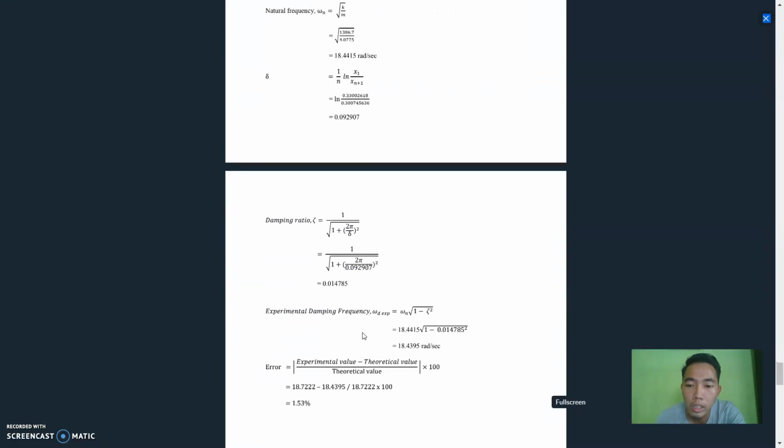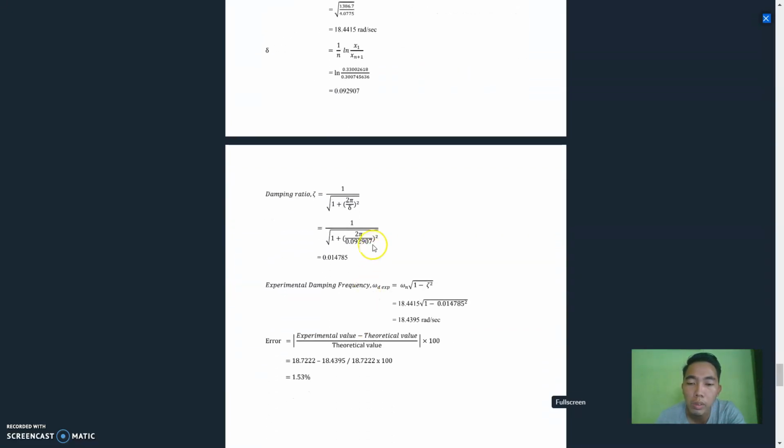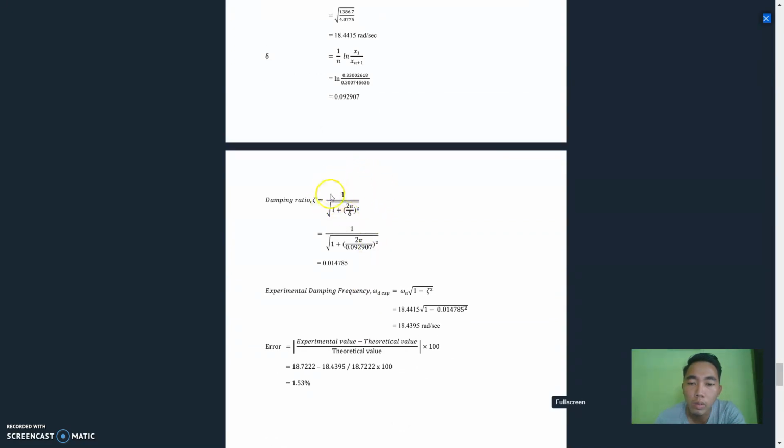And then after that, damping ratio. Okay, this one is the formula for damping ratio: 1 plus 2 pi over delta, where delta is substituted from the value 0.0929 here at the top, all to the power of 2. Okay, for the damping ratio, you get the value 0.014786.